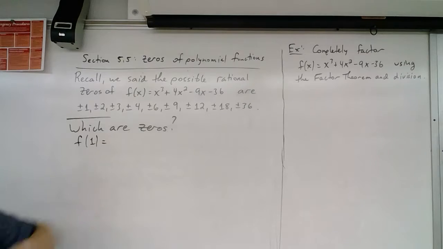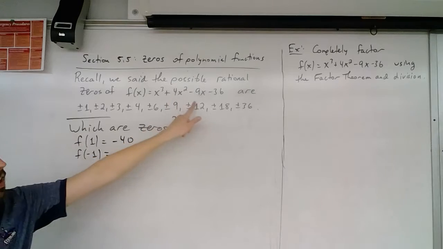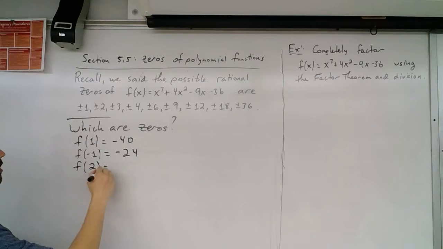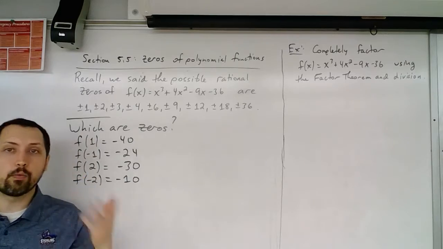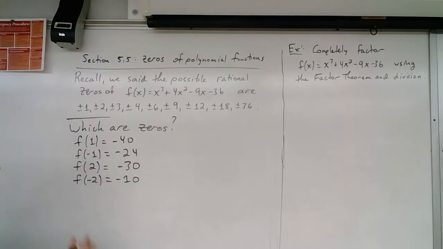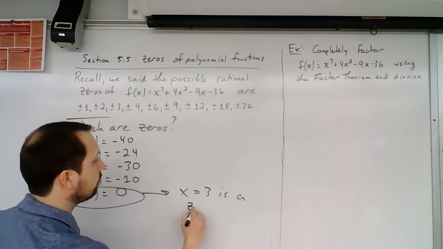You plug in 1 into this, you're going to get negative 40. If you instead try plugging in negative 1 and simplifying, you're going to get negative 24. If you plug in the next choice of 2, you're going to get negative 30. F of negative 2, you plug all of that in and you're going to get negative 10. Now at this point you're like, I've been doing a lot of work, but hopefully it's all calculator work. Don't give up, just keep trying. Then we try the next one, f of 3. We plug 3 into this, we get 0. So hooray, what we have shown is that x equals 3 is a zero.